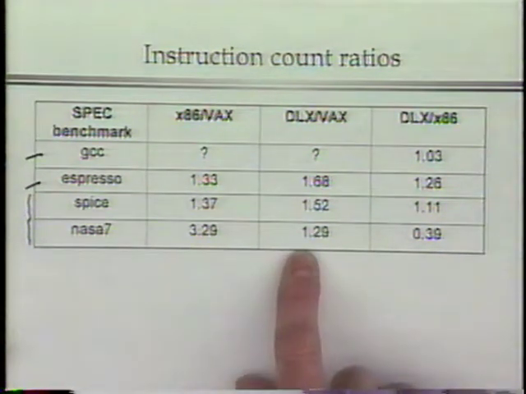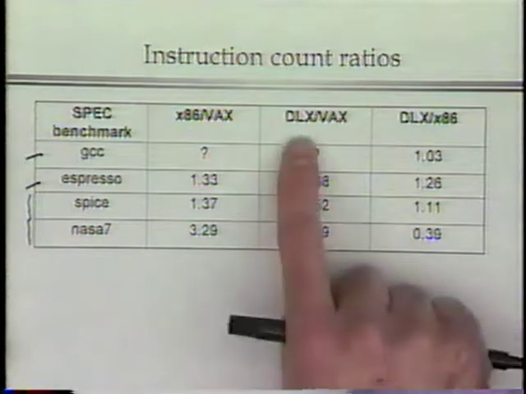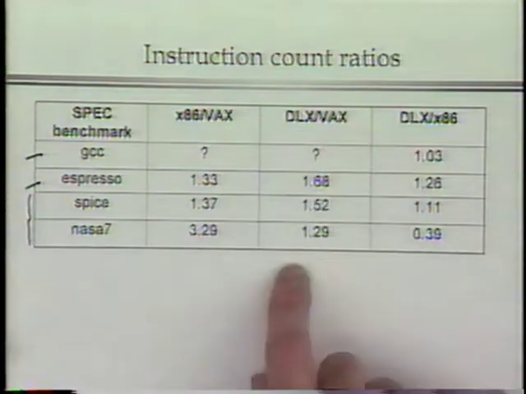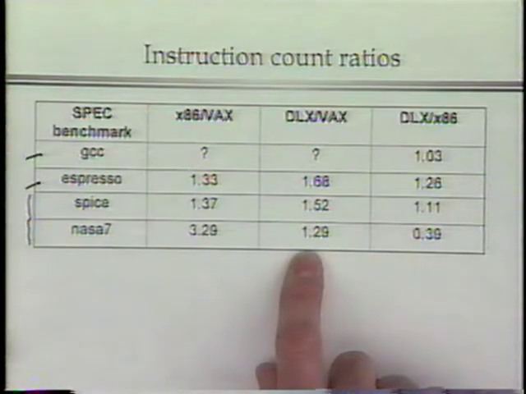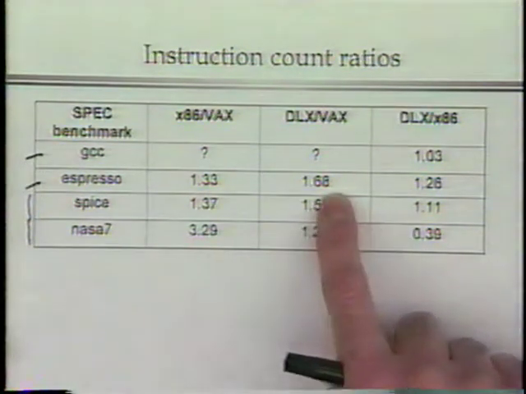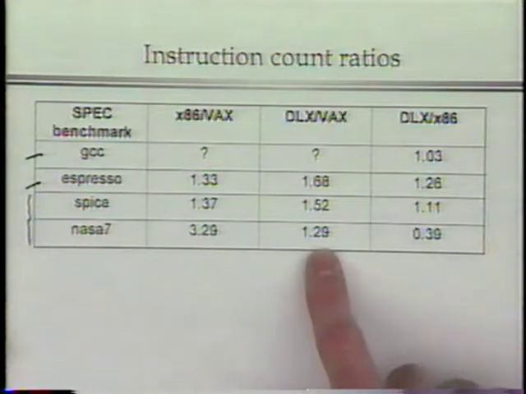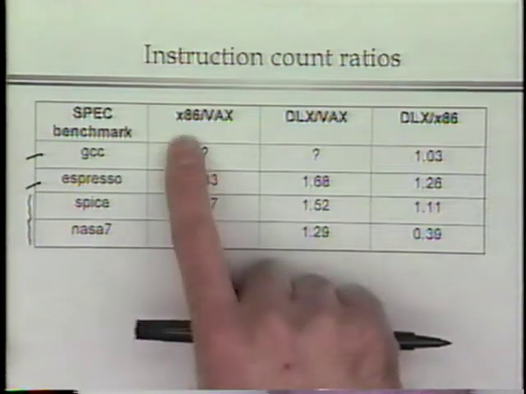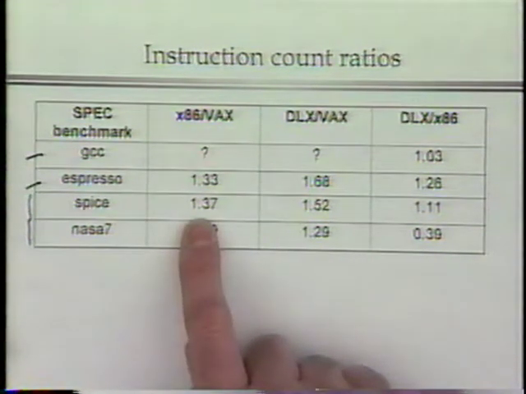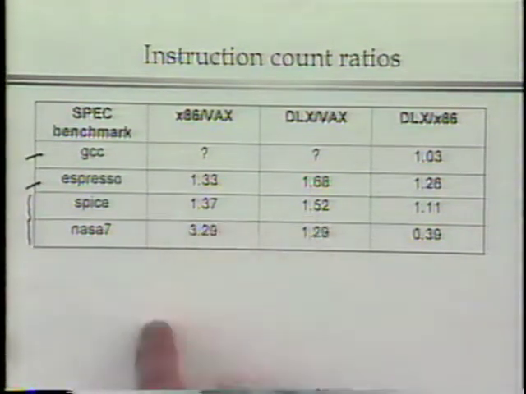Well, most of the numbers look reasonable based on our expectations. Certainly, we expect the DLX compared to the VAX to have to execute a lot more instructions because the instructions are more primitive. So in fact, we see 68% more instructions on the DLX than the VAX for espresso. Comparing the x86 to the VAX, one would expect it not quite to be as bad. The x86 has more complex instructions and more addressing modes, and we expect more instructions than the VAX, but not as many more. And in fact, that's what we see. So this roughly confirms our intuition.